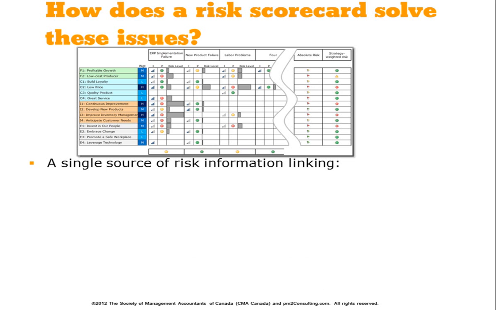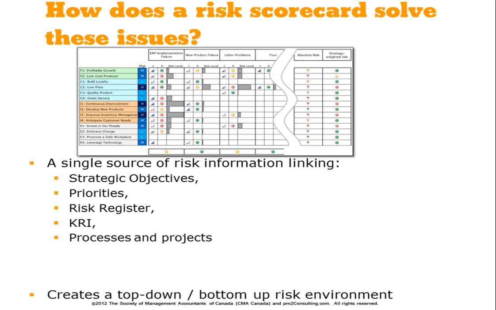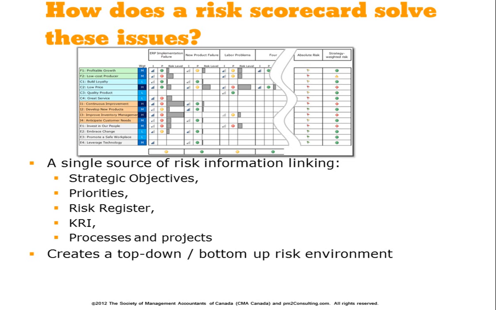Well, as we discussed before, it becomes a single source of information that links your strategic objectives, your strategic priorities, the risk register, the key risk indicators, and your processes and projects into a single view of the organization. It also creates that top-down from strategy, management, to the employees, and bottom up from the employees to management to strategy, cross-check of strategy and its manifestation.